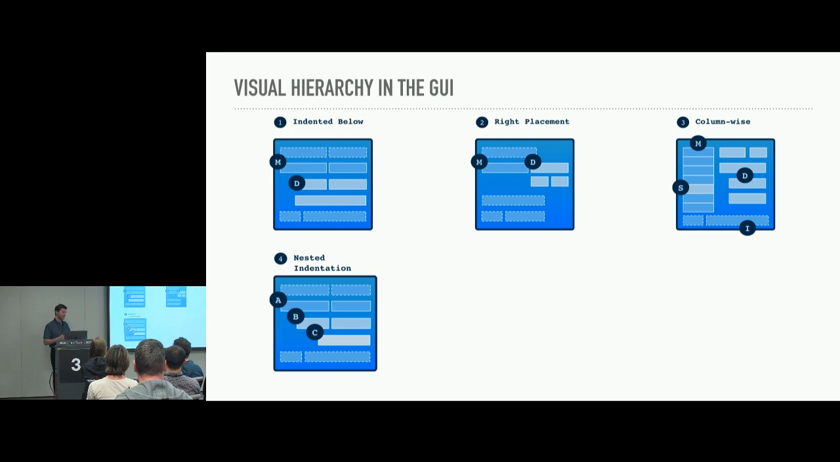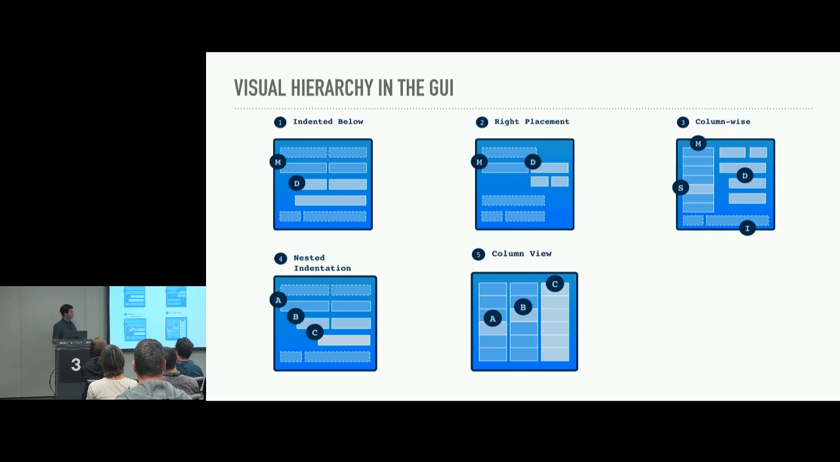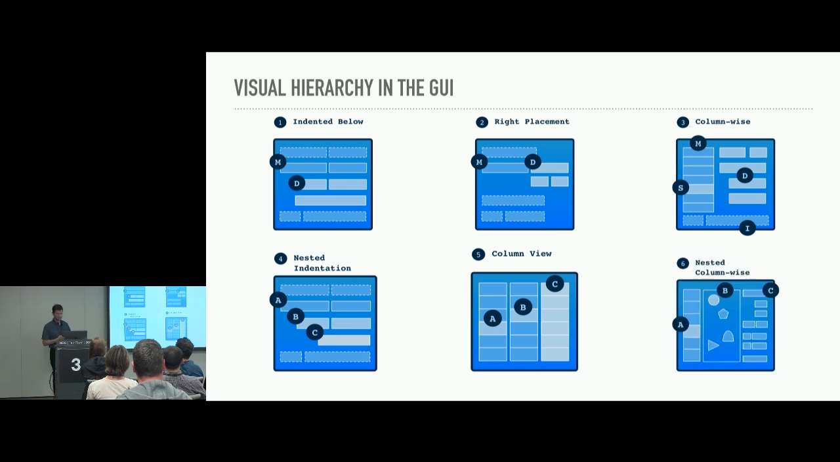We can nest this at any level we want. So here we have that A is a master of B, B is a master of C, and so on. Just increase the indentation level. We can have a column-wise view. So you make some selection in A, and that affects what you see in B, and allows you to make a new selection that affects C, and so on.